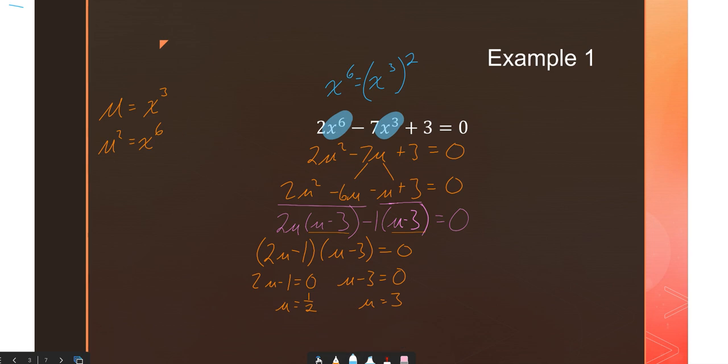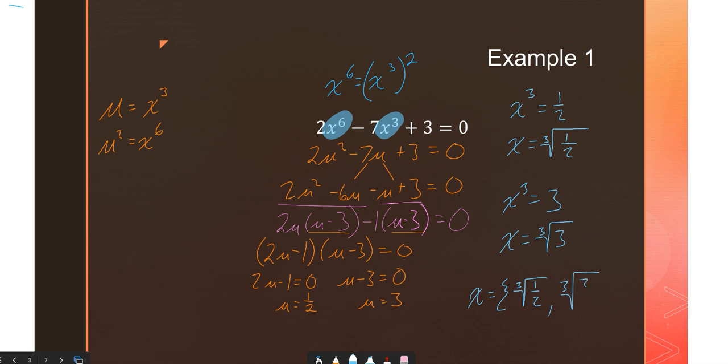So I'm going to do those over here on the side. So x to the third power is equal to 1/2, or x to the third power is equal to 3. So that means we need to take the cube root of each side. So when I take the cube root of each side, I get x equals the cube root of 1/2, and x is equal to the cube root of 3. So our solution set is x is equal to the set containing the cube root of 1/2 and the cube root of 3.